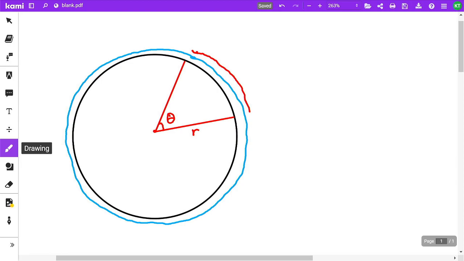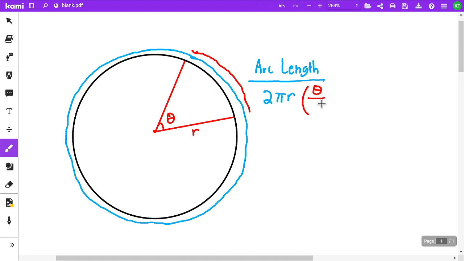And so to get our formula for arc length, that is going to be equal to our circumference, the whole entire circle, which is 2 pi r. And then we are going to be multiplying it by the ratio of our theta, or angle here, divided by our whole entire circle. And a whole entire circle is 360 degrees.